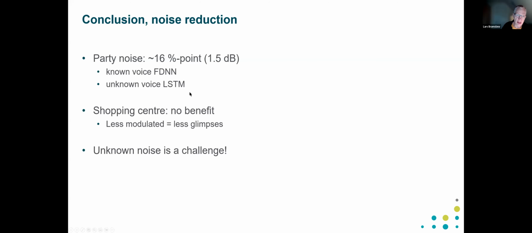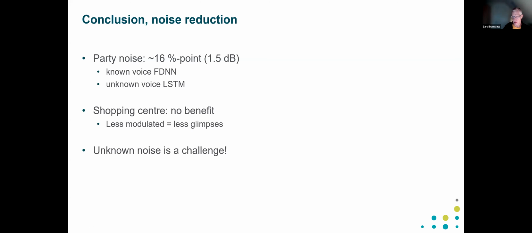For the noise reduction, we get a 16 percentage point improvement in the word score, roughly equivalent to 1.5 dB. We get that for the known voice feed-forward network and for the unknown voice long short-term memory network. And then for the shopping center, there's no benefit. The reason for this, I believe, is that there are just fewer glimpsing opportunities. You have a very steady noise, so there are few glimpsing opportunities that the network can exploit to highlight one or the other.